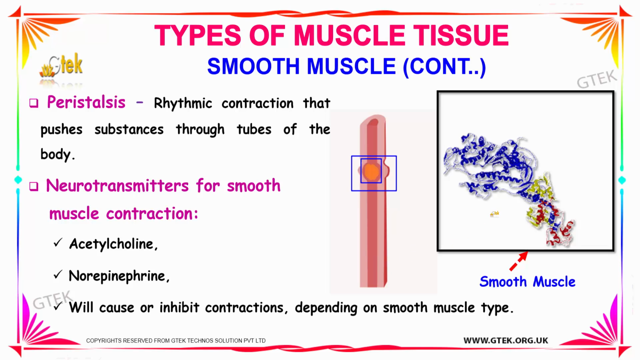The neurotransmitters for smooth muscle contractions include acetylcholine and norepinephrine. These two compounds will cause or inhibit contractions of the smooth muscle depending on the smooth muscle type, whether it is cardiac or lining the organs. So the neurotransmitters are used for smooth muscle contraction.